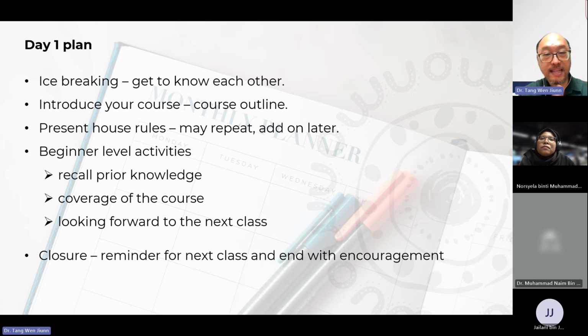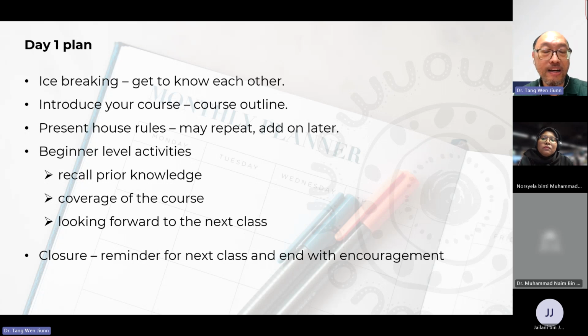So if the first day itself is already boring, or you give them activities that they cannot score even 1 mark, then you can foresee that the next 12 weeks will be very, very difficult.